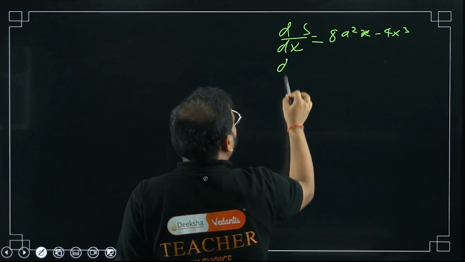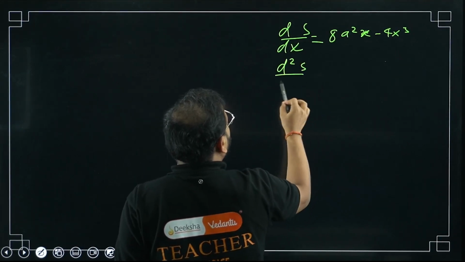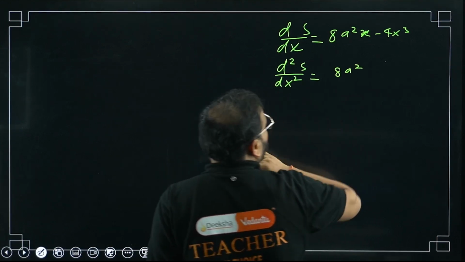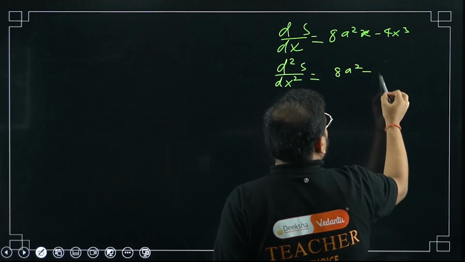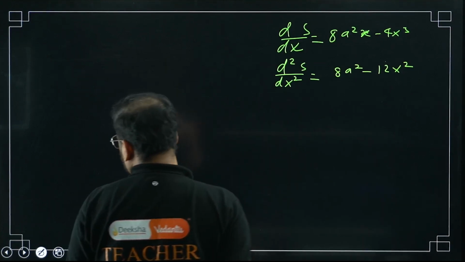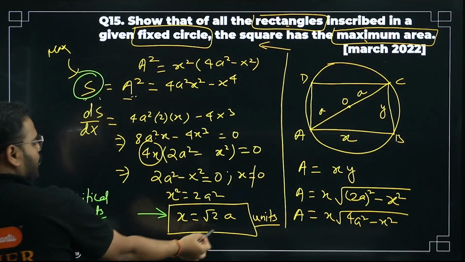Second derivative of this will become what? Check here. d²s/dx² equals, I'm getting this as simply 8a² minus 12x², right? 12x². The x value is what? Please check. The x value is root 2a.